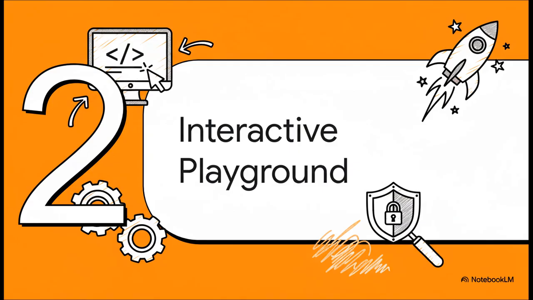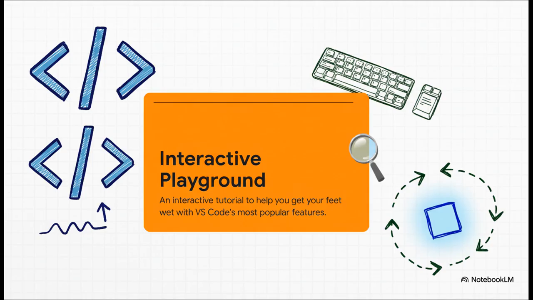Okay, now for what I think is one of the coolest features for anybody new to VS Code, the interactive playground. This is basically your own personal sandbox where you can learn by actually doing stuff without any fear of messing up a real project. And I mean, this isn't just some boring help document. No, this is a live tutorial that happens inside the editor itself. It actually encourages you to type, to edit the code that's there, and to see how all of VS Code's best features work in real time. It's really the perfect way to get a feel for everything.